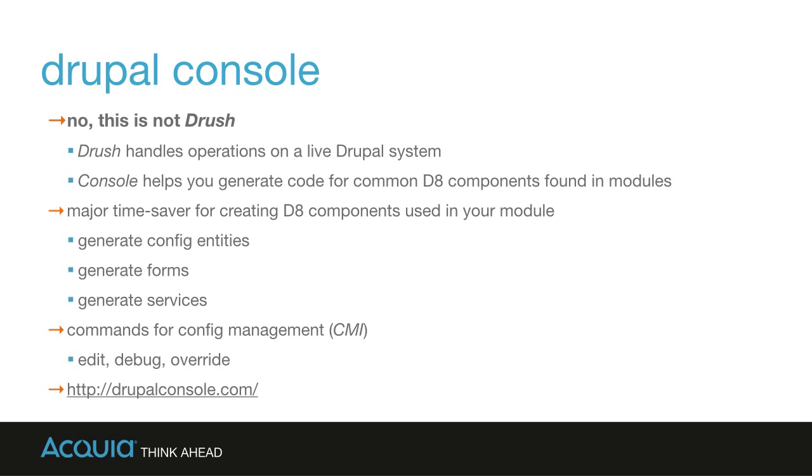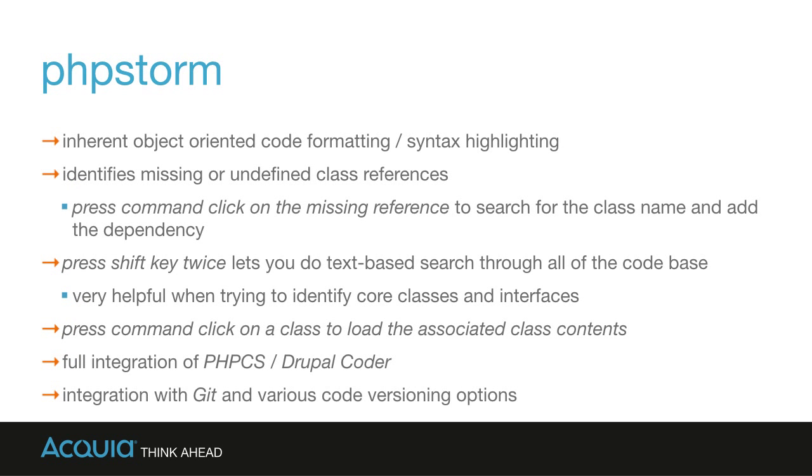PhpStorm is an awesome text editor if you really want to get your head around this object orientation and some of these new concepts. It inherently supports object-oriented code formatting and syntax highlighting, which can be really beneficial when you're starting out. It identifies missing or undefined class references for you, which is super cool because then you don't have to worry about getting runtime errors. You can see it because it was undefined in your code. So that's kind of neat.